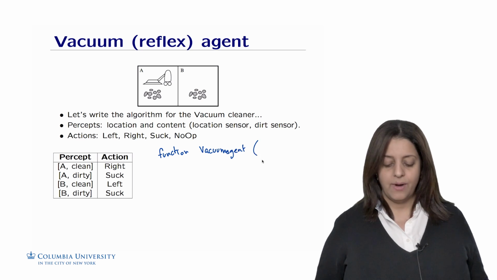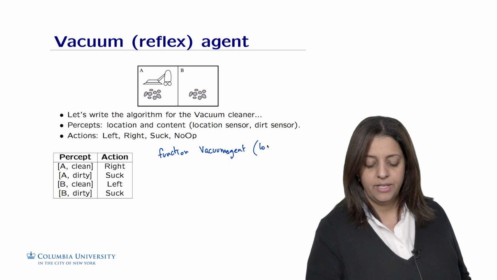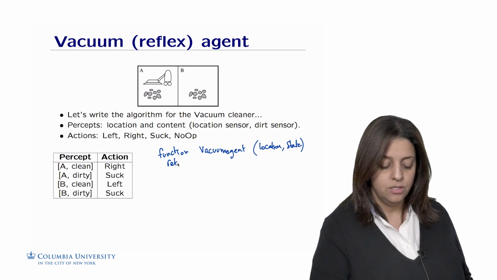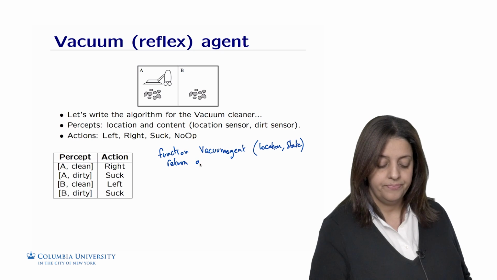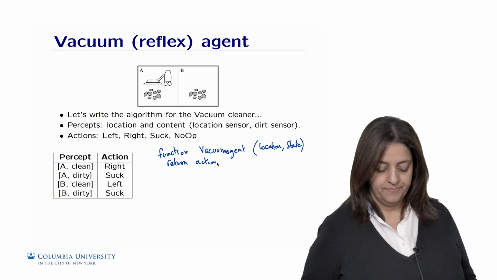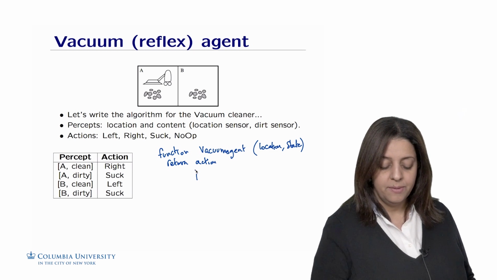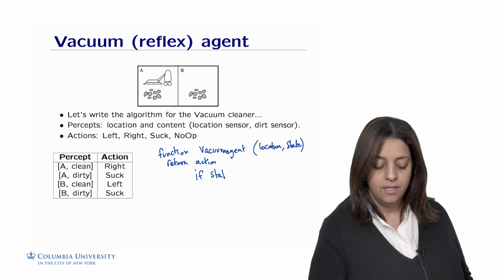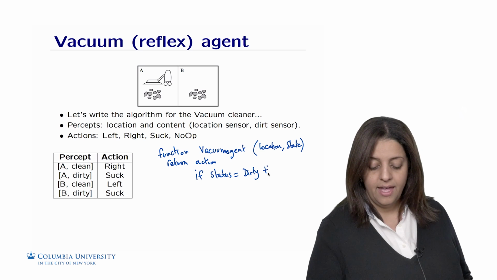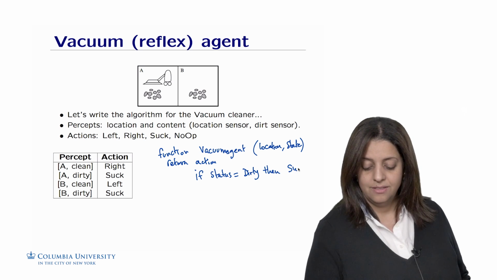And this function will require two parameters, which are the location and the state, whether it's dirty or not. And this function will actually return the action to do based on the table you have here. All right? So it's a simple if statement in which, if the status of the room is dirty, then you're going to just suck, right?